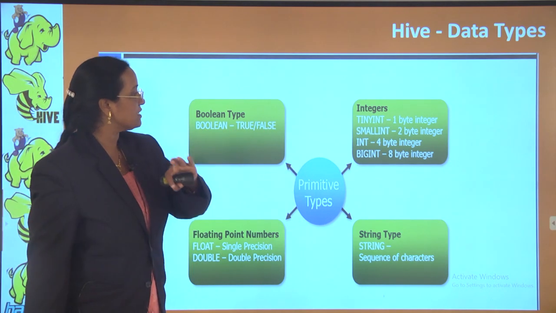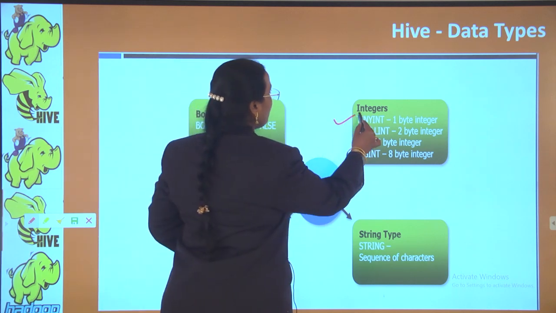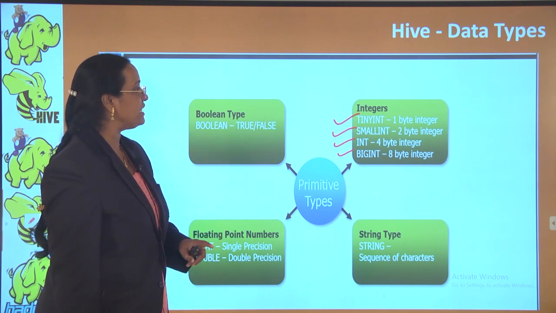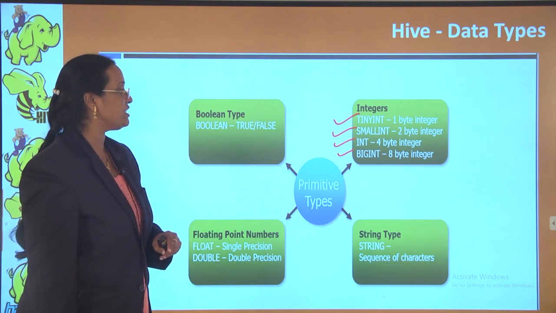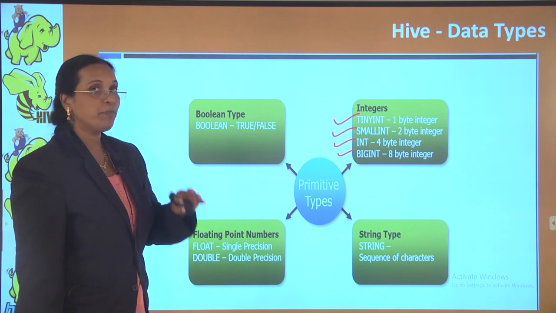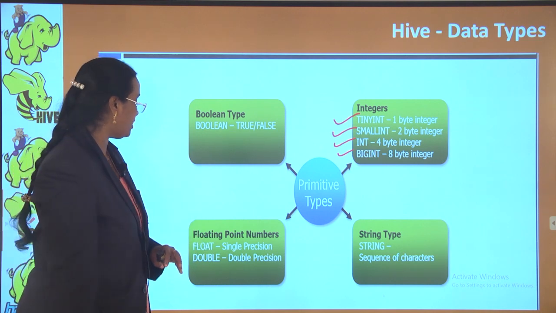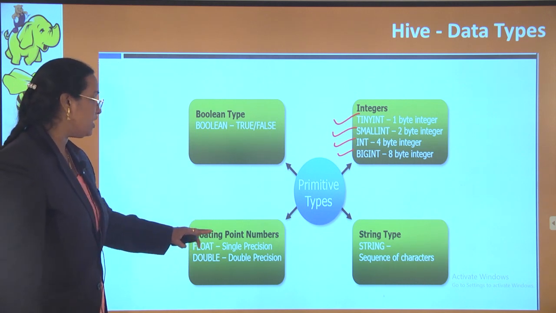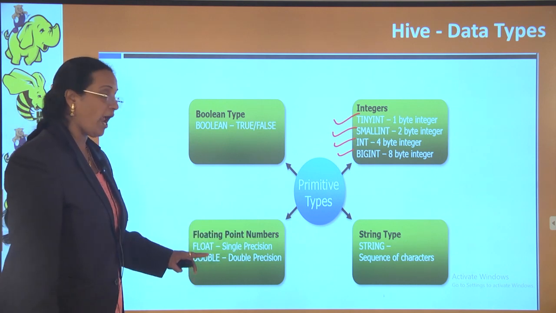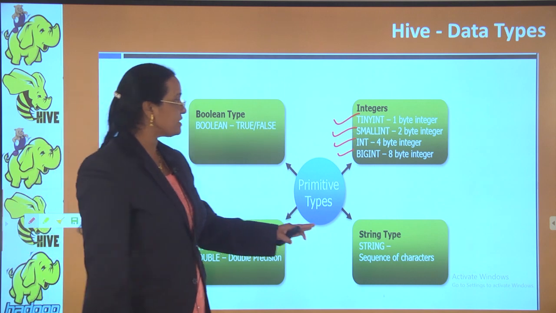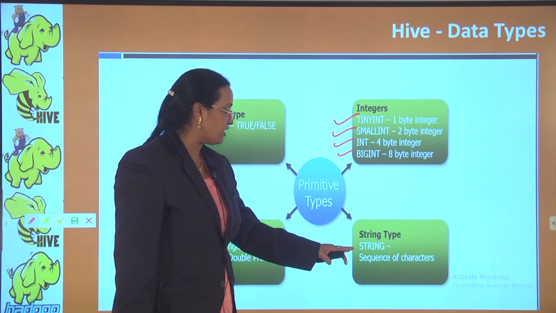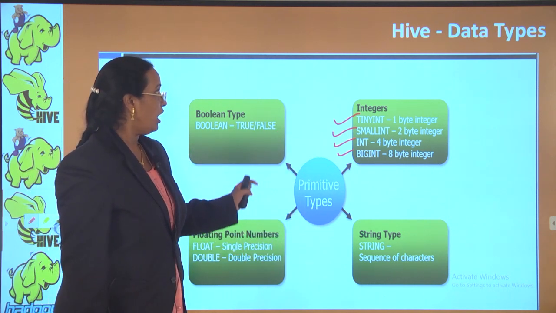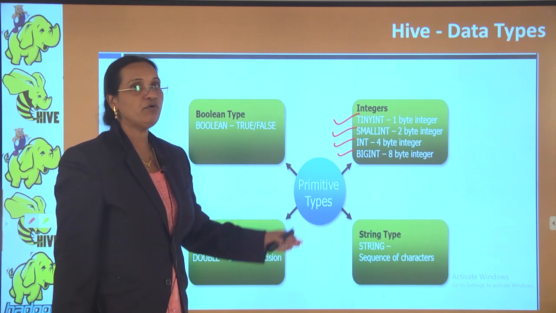Integers have four categories: tiny int, small int, int and big int. Tiny int is a 1 byte integer, small int is a 2 byte integer, int is a 4 byte integer, and big int is an 8 byte integer. The other type is floating point numbers: float, which is a single precision value, and double, which is a double precision value. The last primitive type is the string type, a sequence of characters. So, these are the different Hive data types called primitive types.